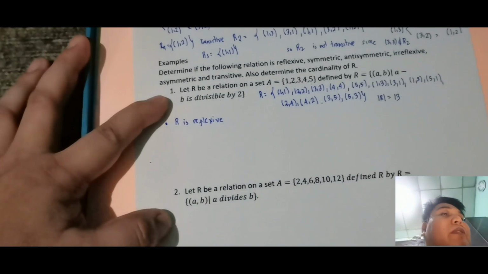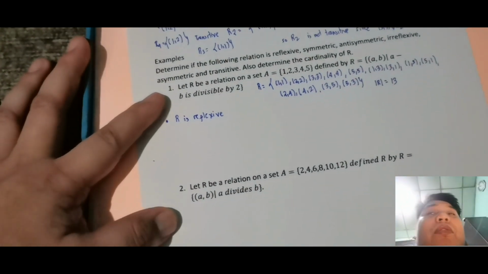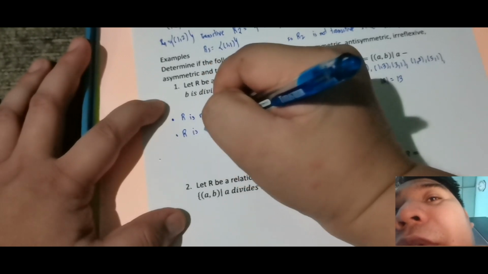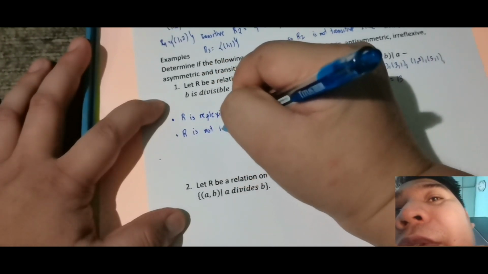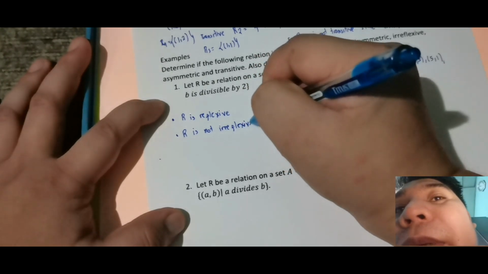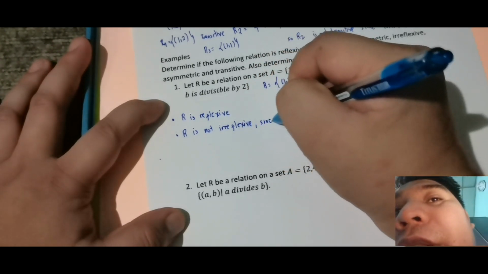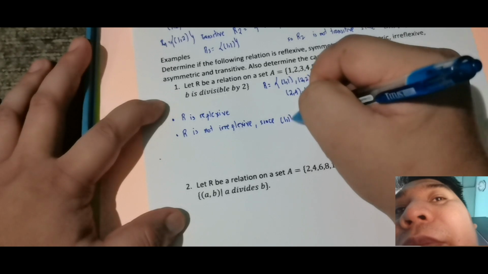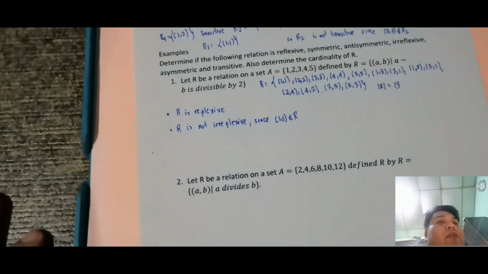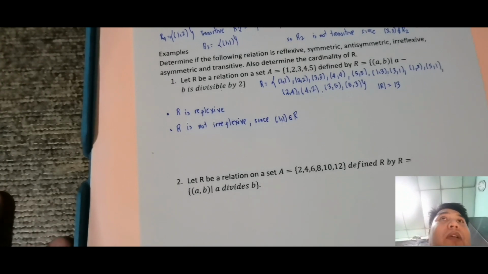Obviously, dahil reflexive siya, ito yung sure ko, hindi siya irreflexive. R is not irreflexive. So, mag-explain ka na lang, sir, bakit? Since, lagay ka ng isa, (1, 1) is an element of R. Ganun ka simple. Or, R is reflexive. Kasi babae talagang i-reverse niya, ina-negate niya automatic yung definition ni irreflexive eh.